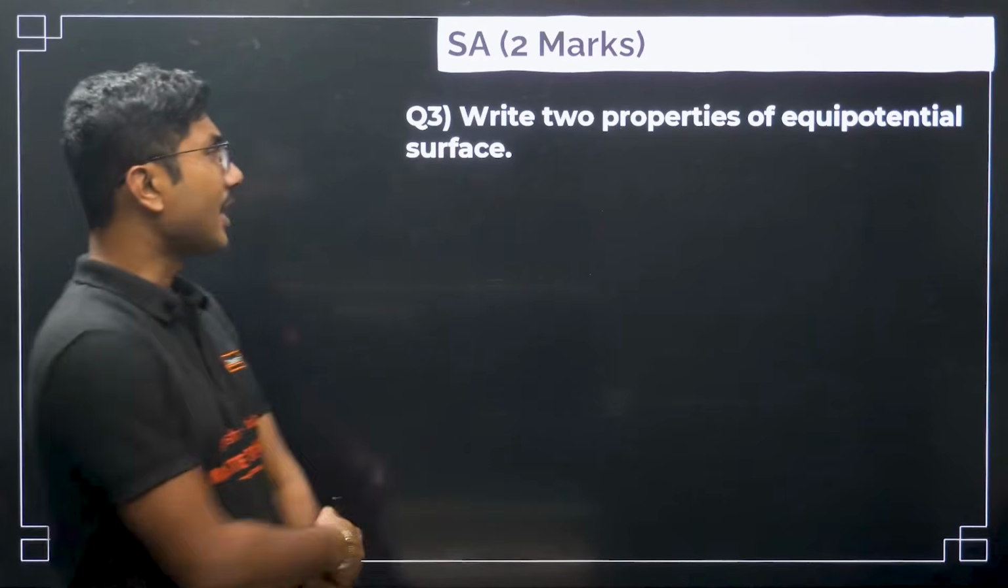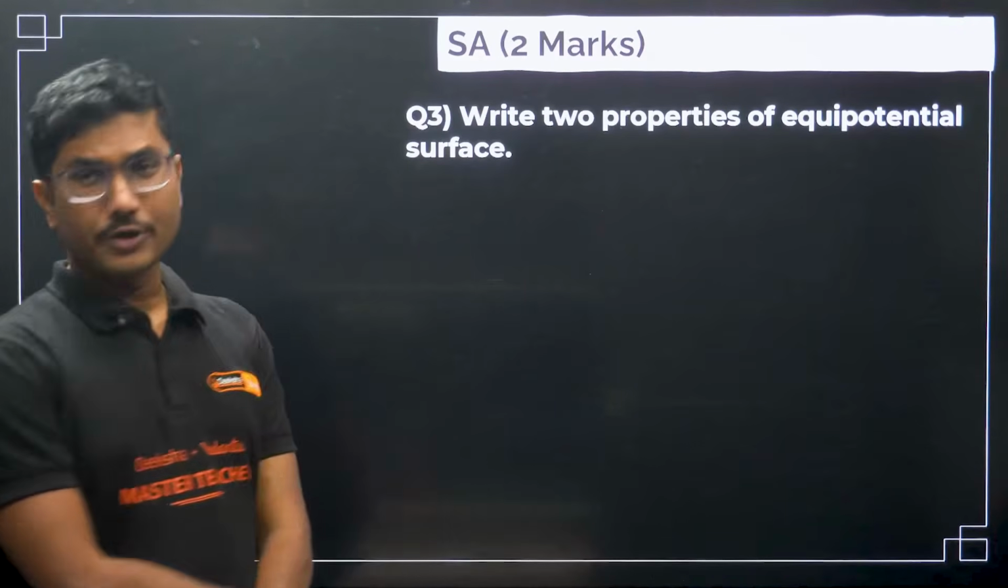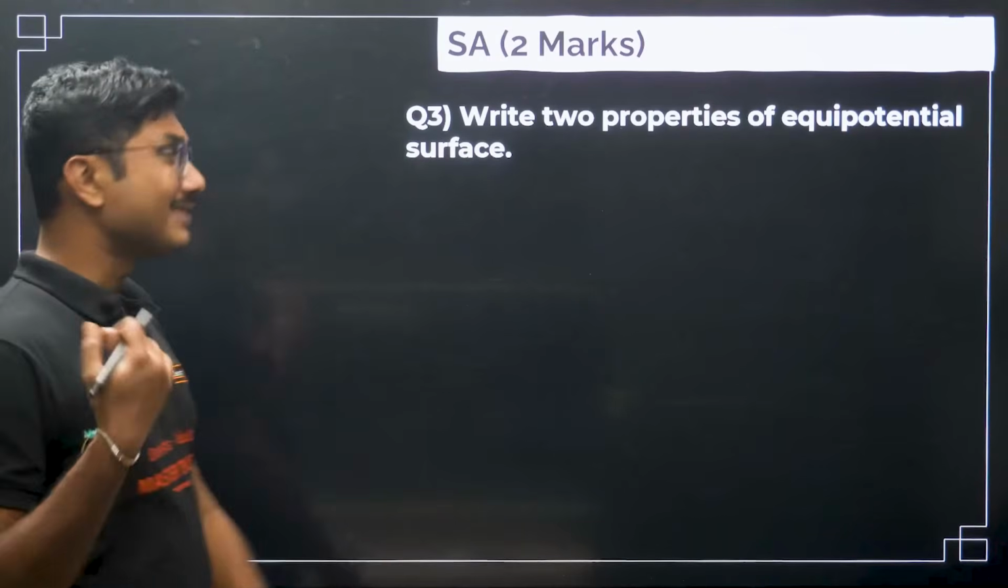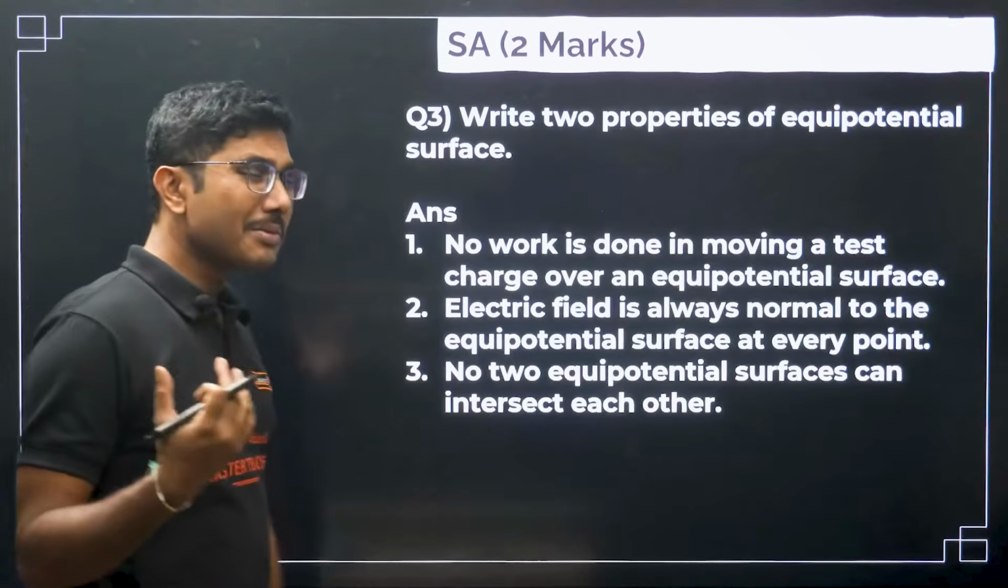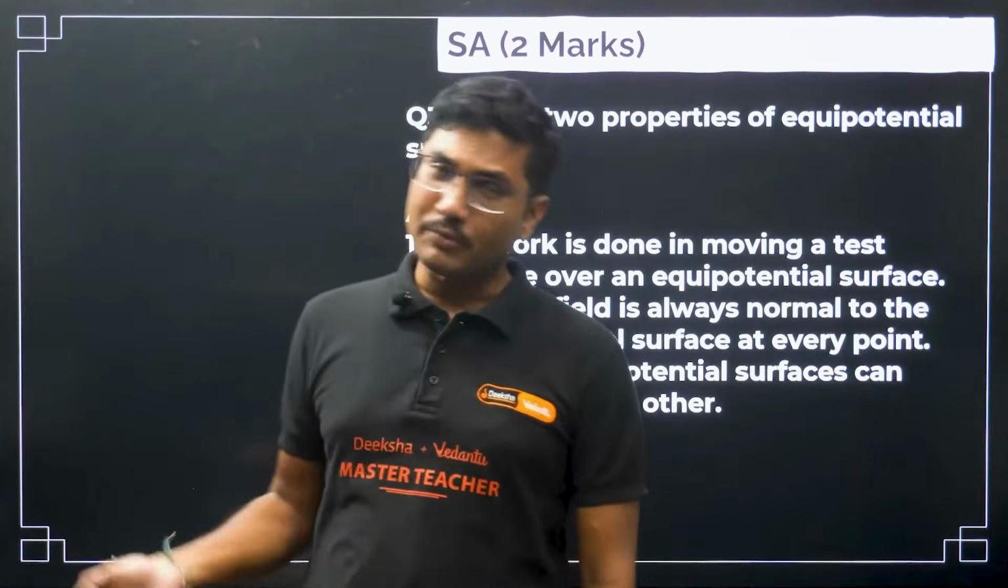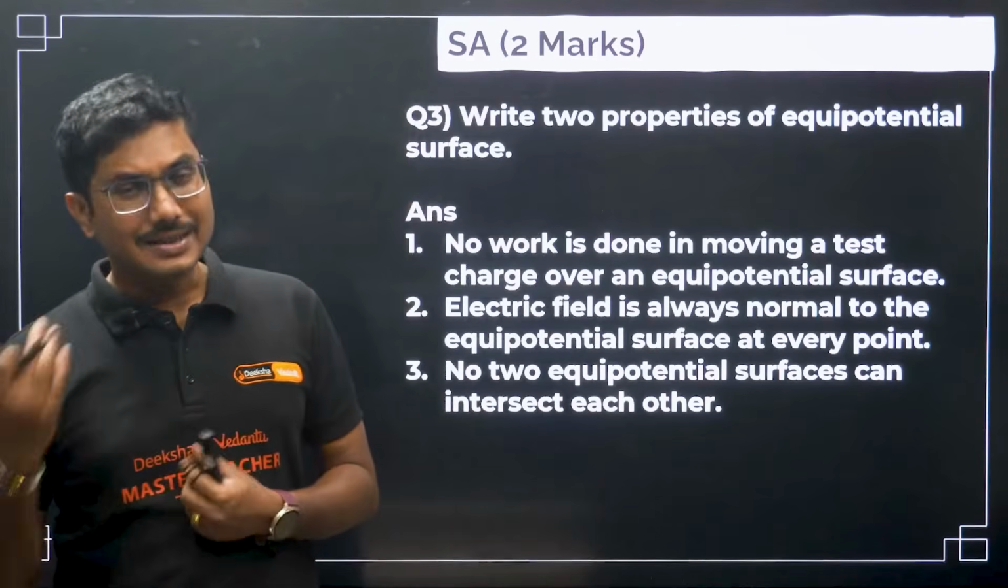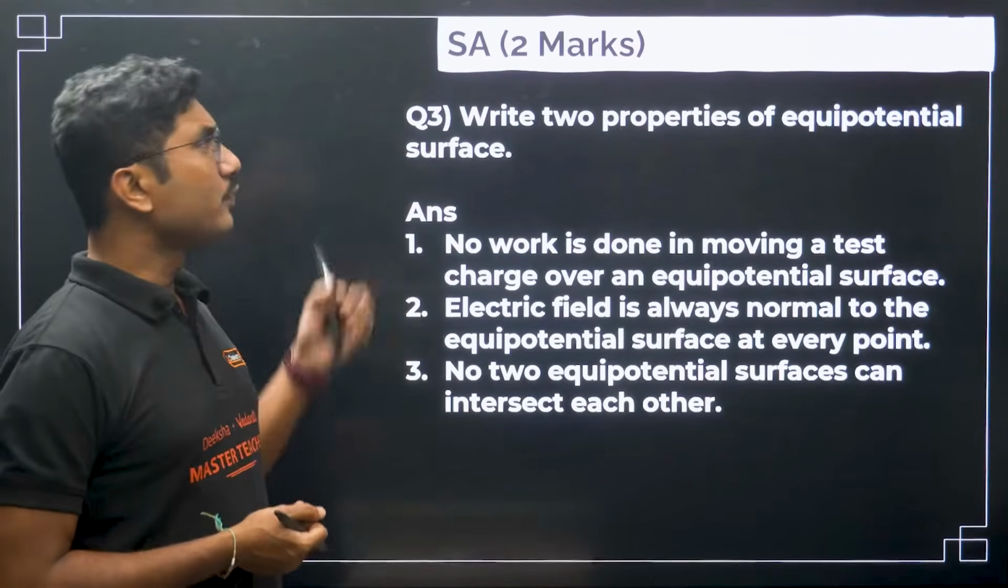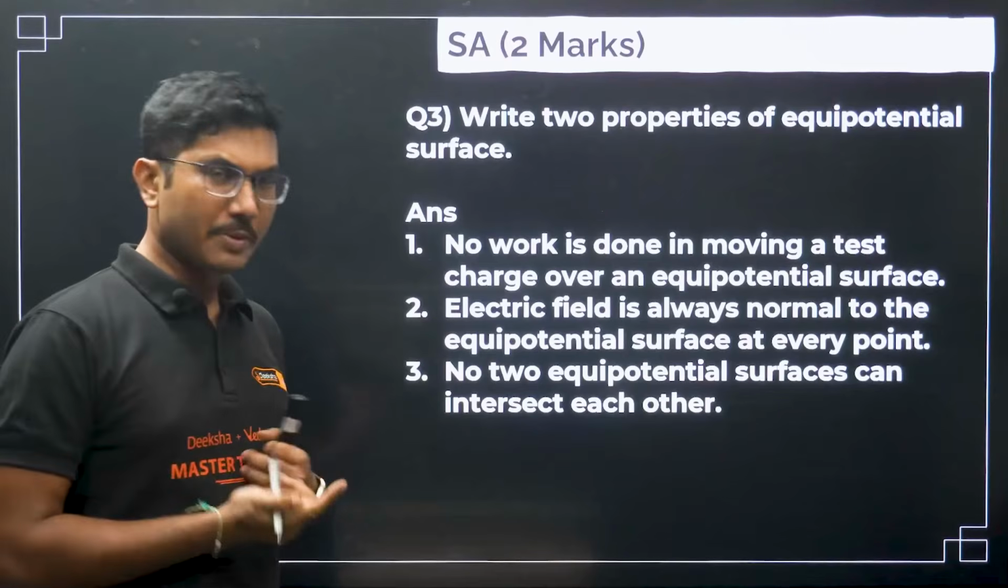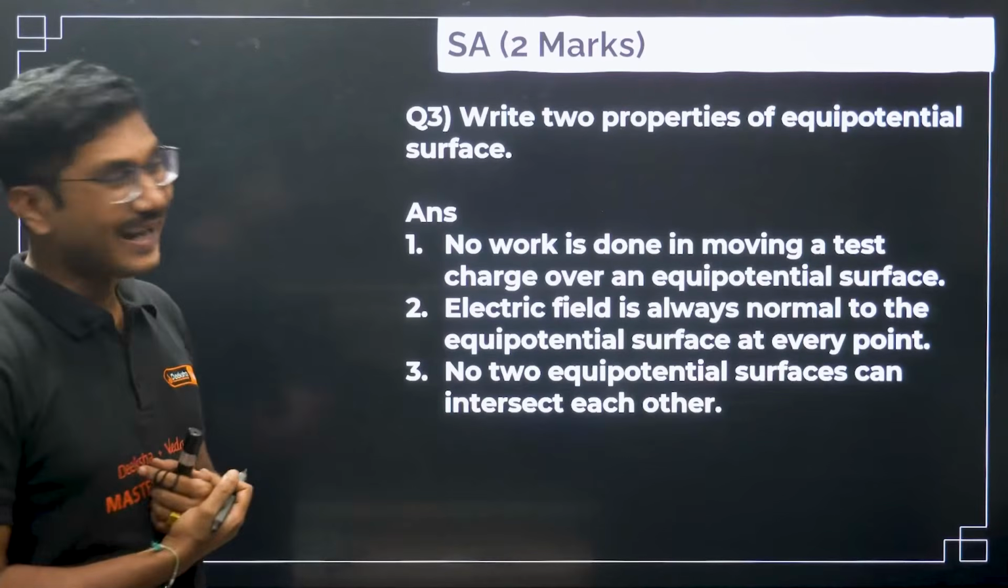Next question, write 2 properties of equipotential surface. So 2 properties, very important. Try to remember 3 of them because the same question can be asked as a 3-marker question. So if a 2-marker question comes, write 2 properties. If a 3-marker question comes, write 3 properties.